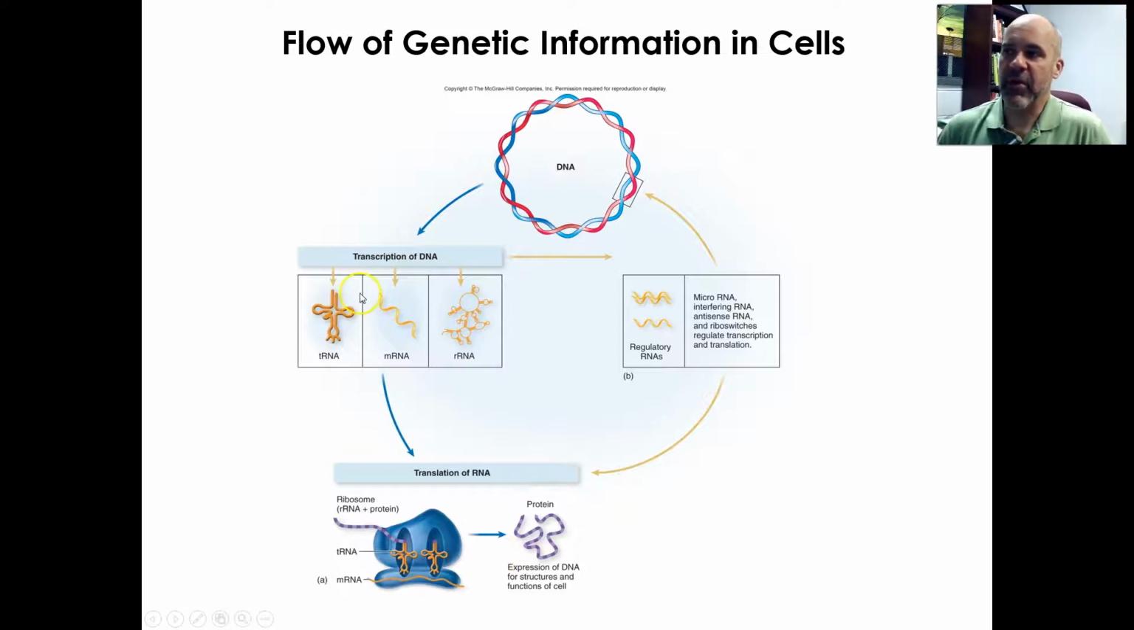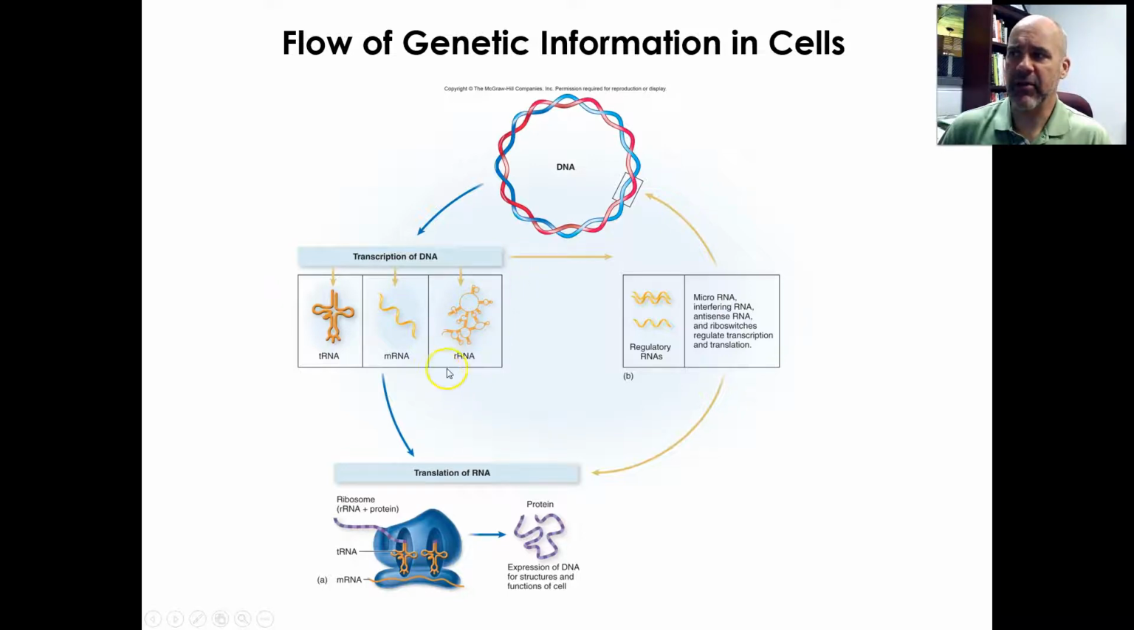And there's another type of RNA that we'll talk about as well called tRNA or transfer RNA. And you'll notice down here that they're present in the ribosomes as well. They're going to play a role in the manufacturing of the protein as well, as we'll see.